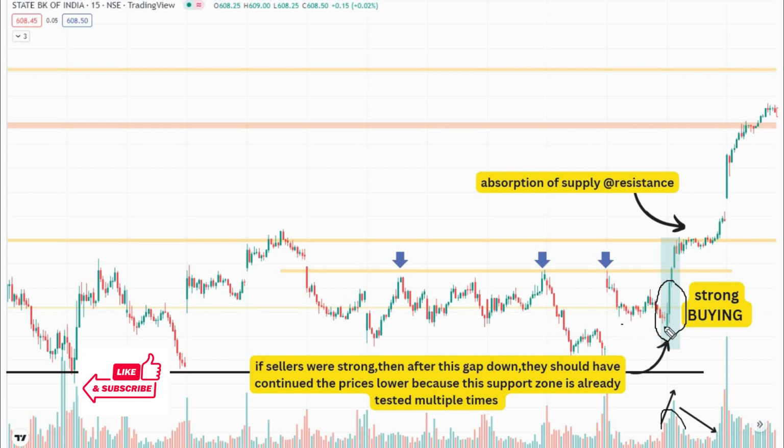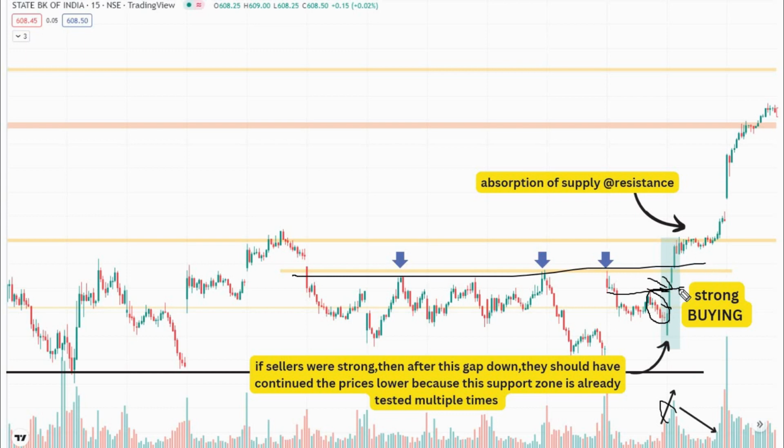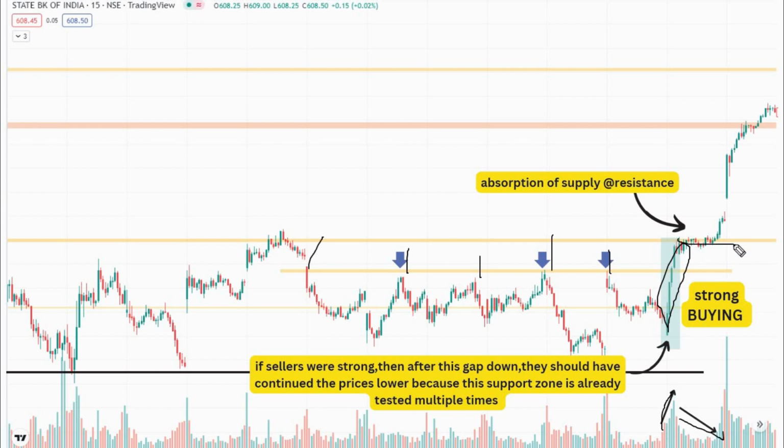So this is again another bear trap setup. Our entry could have been around this level. Why do we enter here? Because there is absorption of all the selling pressure by this buying. Okay, and there is a resistance also nearby, but we will still buy here. Why? Because this resistance has already been tested multiple times.